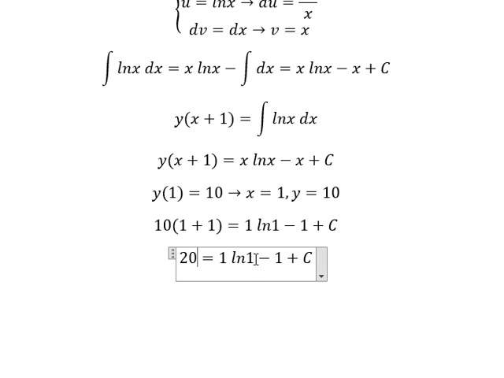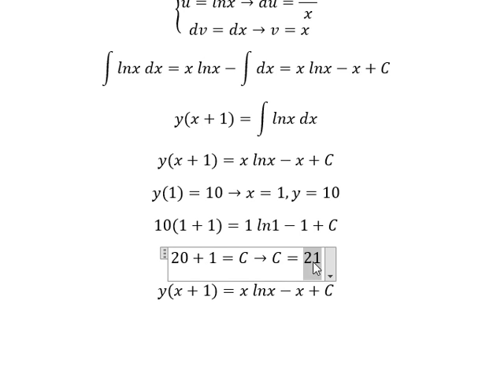Negative number 1 I will put in here. So we have 21. And now I will put number 21 here.